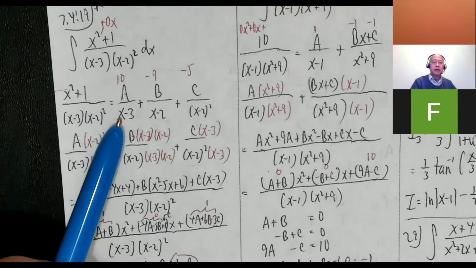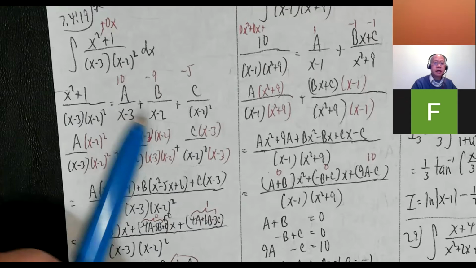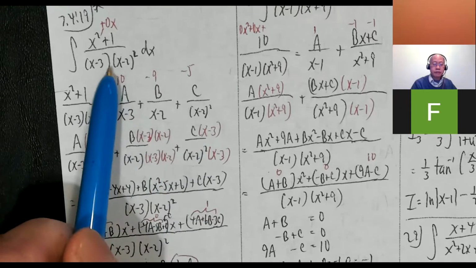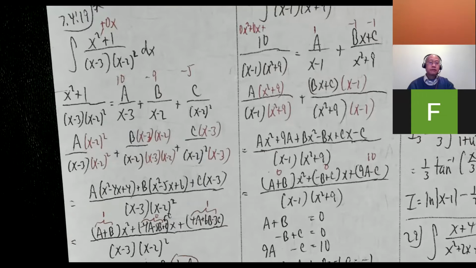Okay, so back up here one more time. Break up the original into x minus 3, x minus 2, x minus 2 squared. Right? That was case 2 from yesterday. Remember, we have a case 2. I can show you that quickly again.